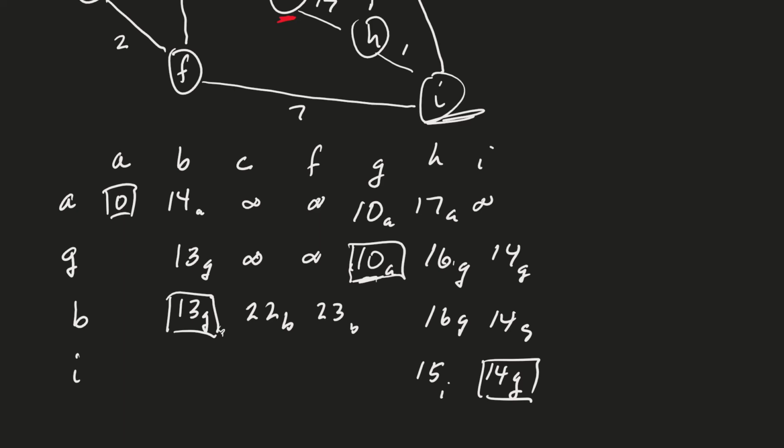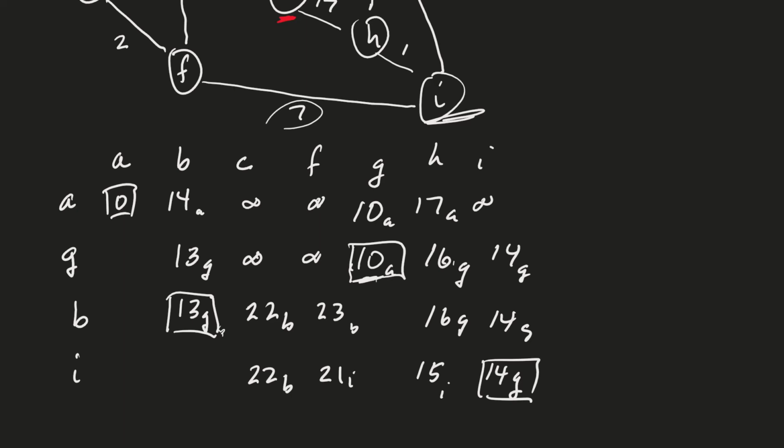Okay, let's see, is I connected to F? Yes, it is, with a weight of 7. 7 plus 14 is 21. 21 from I. And then is I connected to C? No, so the 22 just drops.